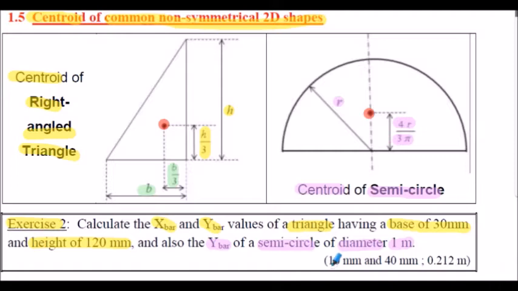The answers are shown here for the triangle, 10 millimeters and 40 millimeters, and also the centroid of the semicircle, 0.212 meters. The solutions are shown on the following slide.